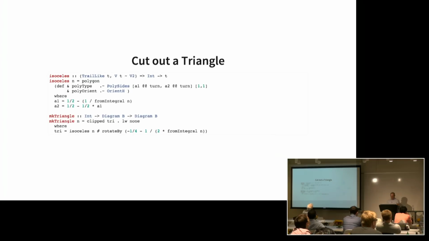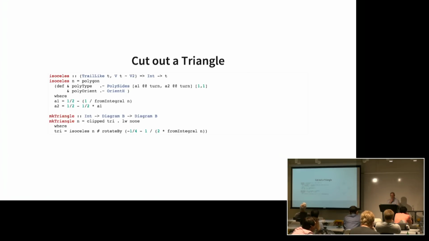And the way we do that is we need to create an isosceles triangle. We have lots of different functions in diagrams for creating polygons. We have a triangle function for creating an equilateral triangle, but if you want to create an isosceles triangle, you need to use the polygon function itself, or at least that's one way to do it.